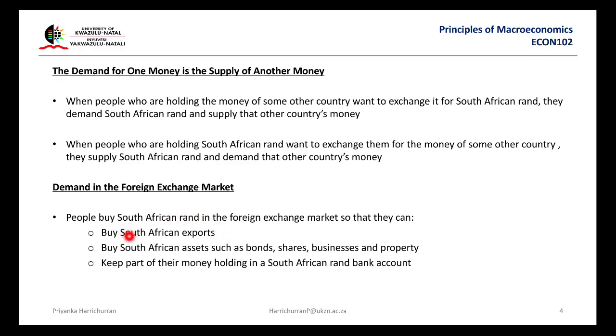Then they also buy South African assets. So sometimes there are businesses and land they buy over here, and keep money in a South African bank account. They put money in a South African bank account because sometimes South African banks are cheaper. That's how money laundering works sometimes, right? They go to other countries, put different monies in different banks, and so on.